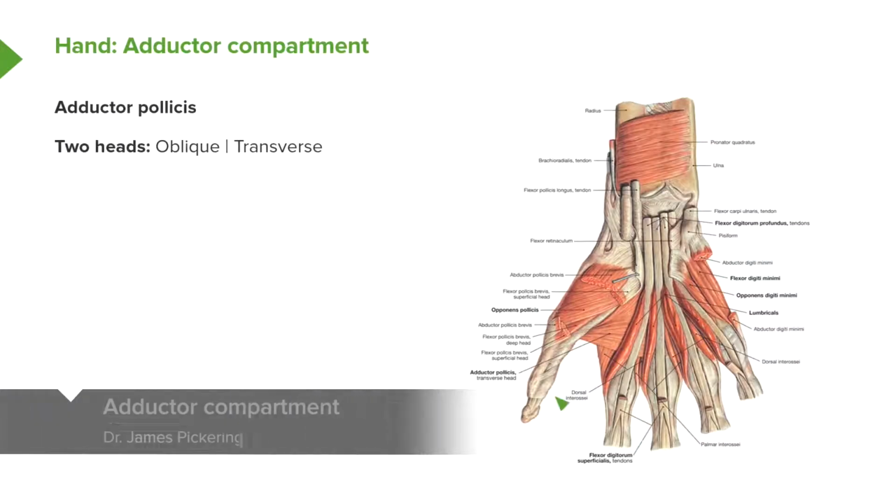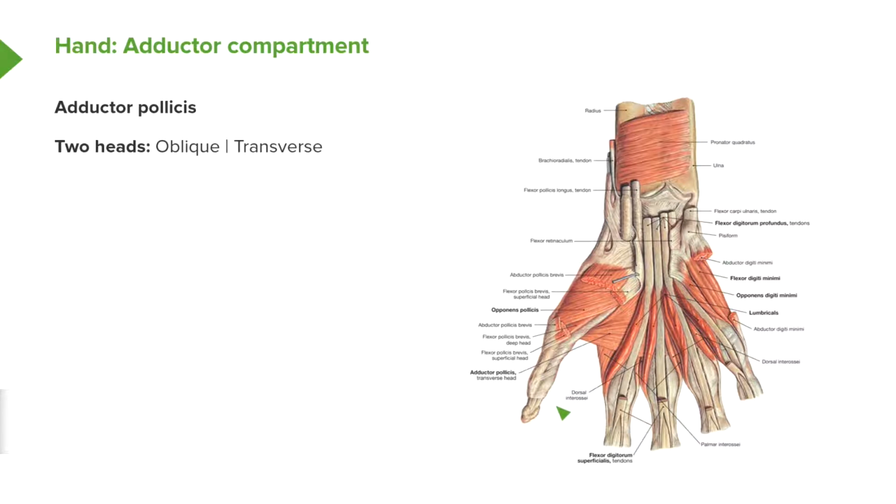So now let's move to the adductor compartment. The adductor compartment only contains one muscle, and this is important in adducting the thumb, as the name suggests. But there are two heads to the adductor pollicis muscle. There is an oblique head and there is a transverse head.